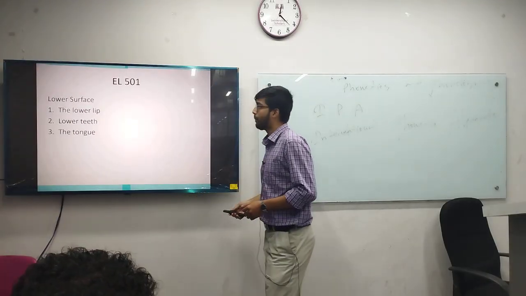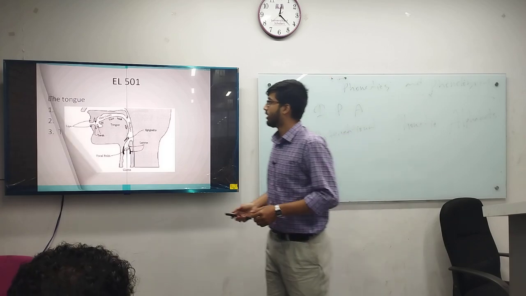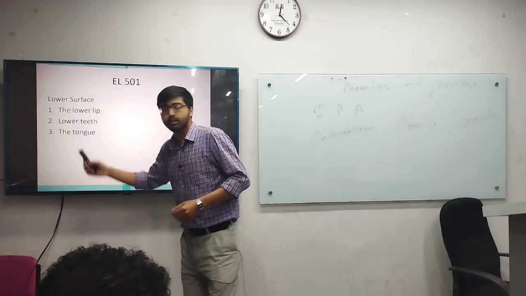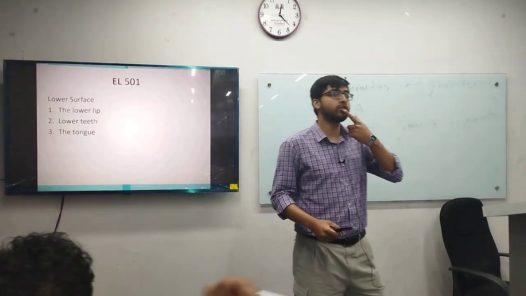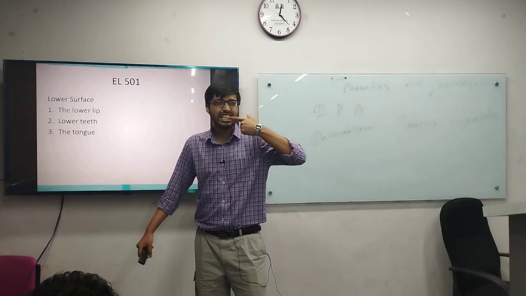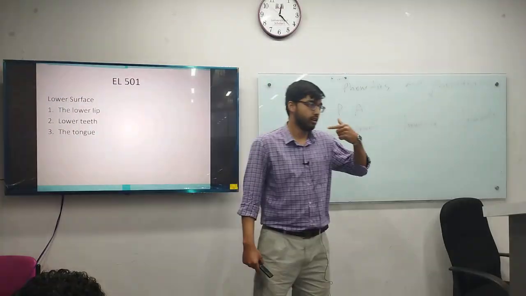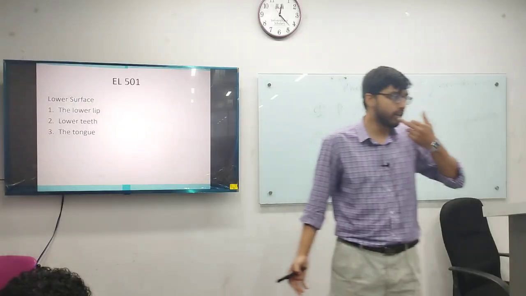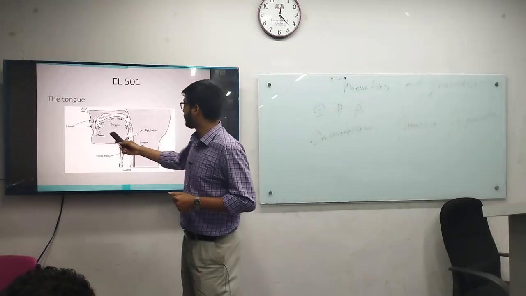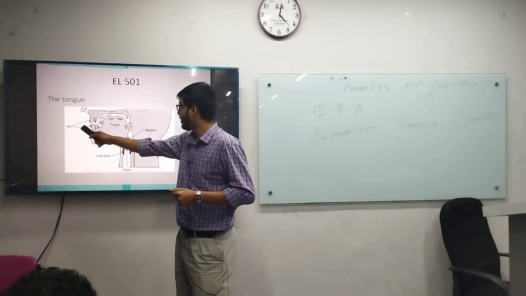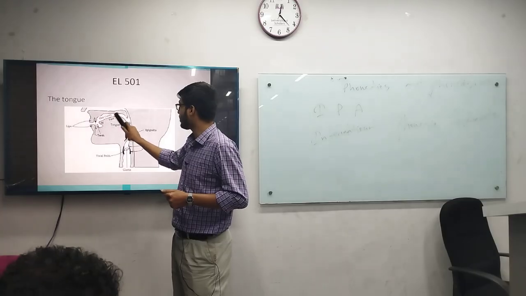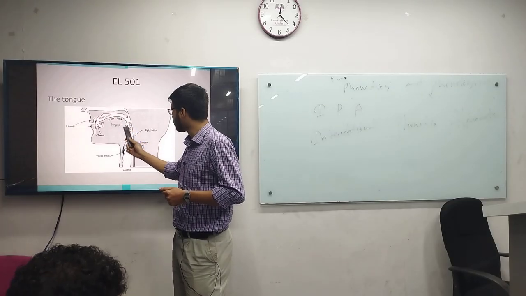Let's see how many are there in the lower surface. Okay, the lower lip, the lower teeth, the tongue. See, from frontward to backward. The lower lip, the lower teeth, and the tongue. And the tongue also has some parts: the tongue tip, tongue blade, tongue front, tongue back, and the tongue root.